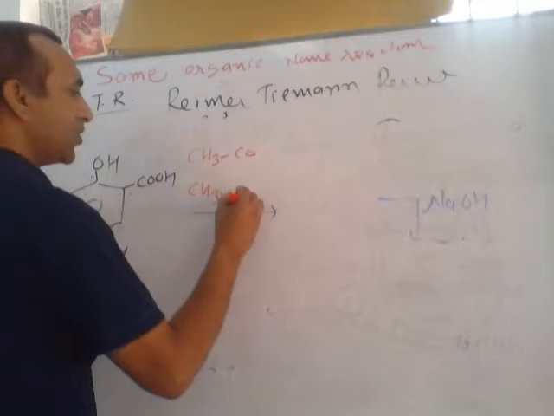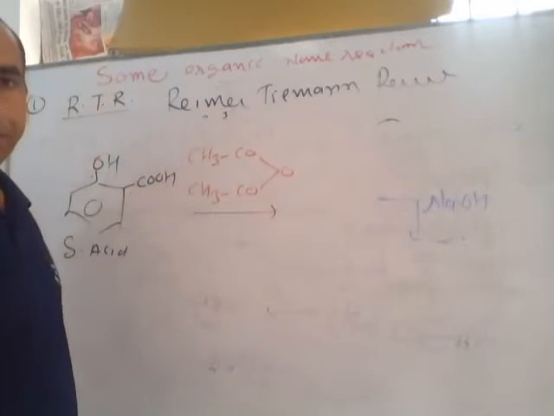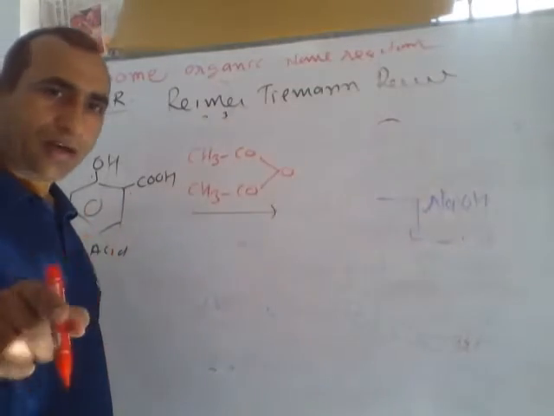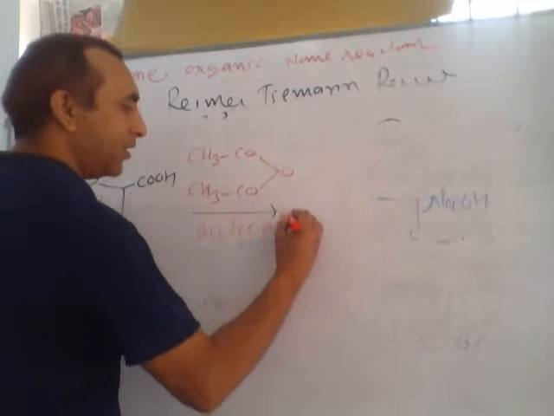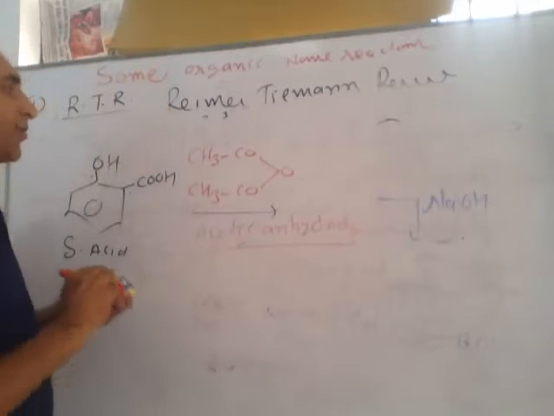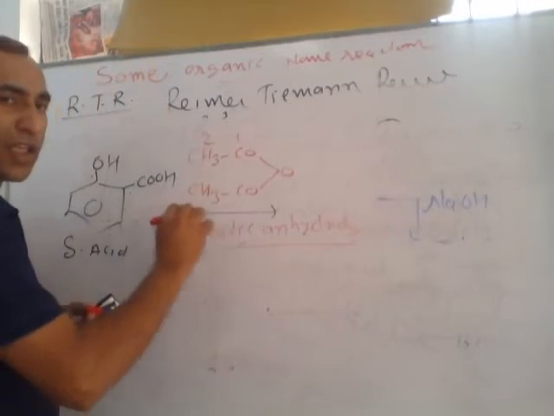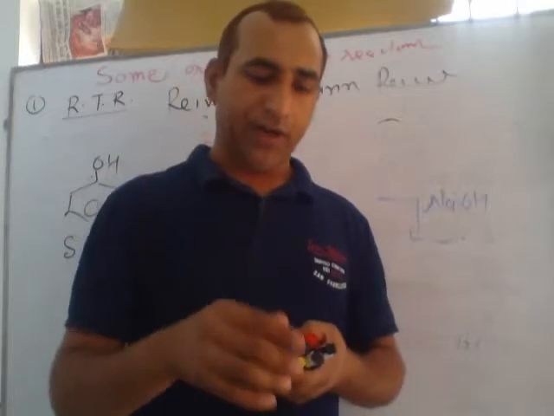If we are treating this salicylic acid with a compound of this type, do you know the name of this compound? CH3CO, where both are connected with O. This compound is called acetic anhydride. Very good. In the IUPAC system, it has 2 carbons, so this is called ethanoic anhydride, otherwise acetic anhydride.